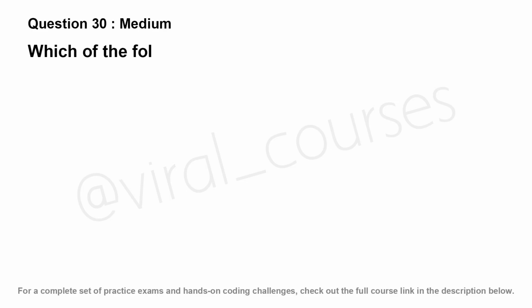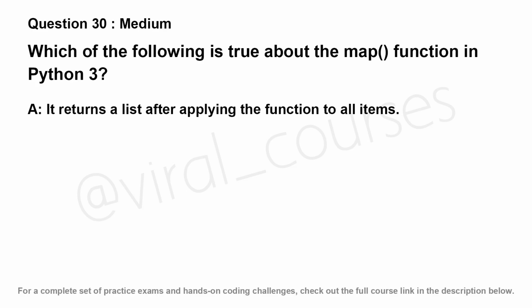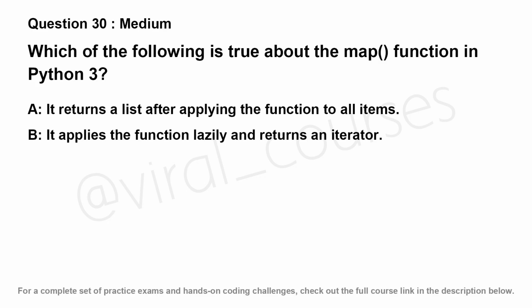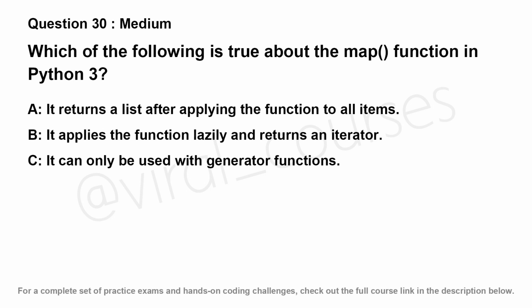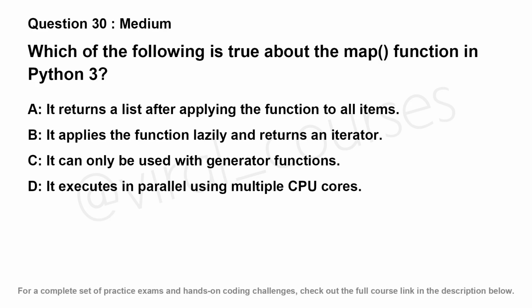Which of the following is true about the map function in Python 3? Option A. It returns a list after applying the function to all items. Option B. It applies the function lazily and returns an iterator. Option C. It can only be used with generator functions. Option D. It executes in parallel using multiple CPU cores.